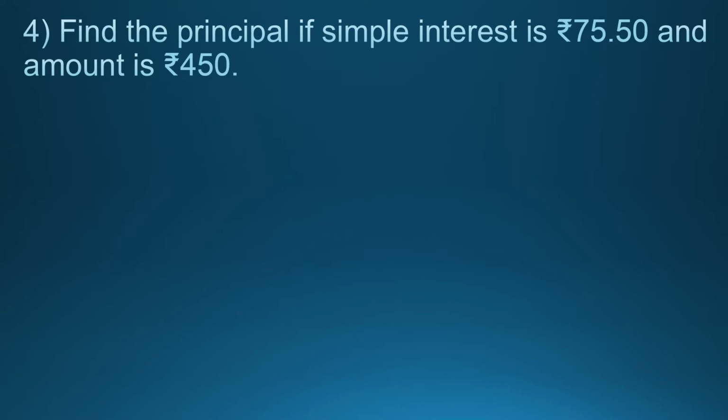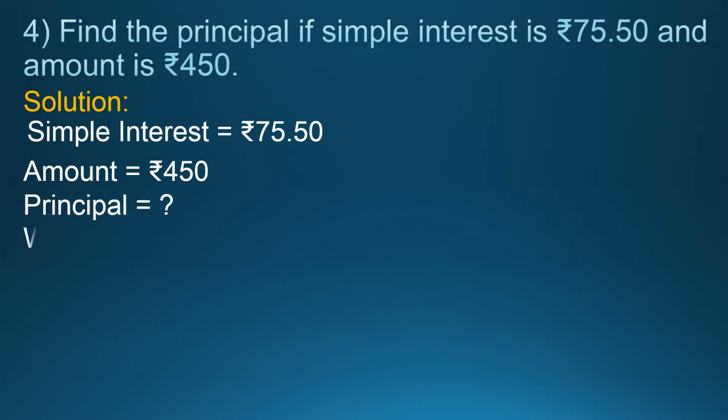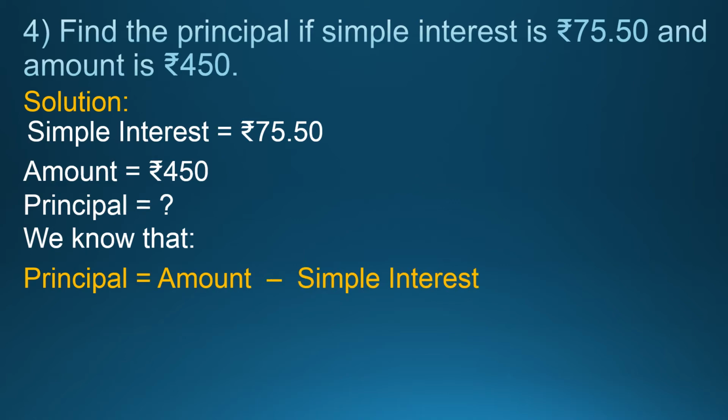Find the principal if simple interest is rupees 75.50 and amount is rupees 450. See, in this question, simple interest is equal to rupees 75.50. Amount is equal to rupees 450 and principal we have to find out. We know that principal is equal to amount minus simple interest.